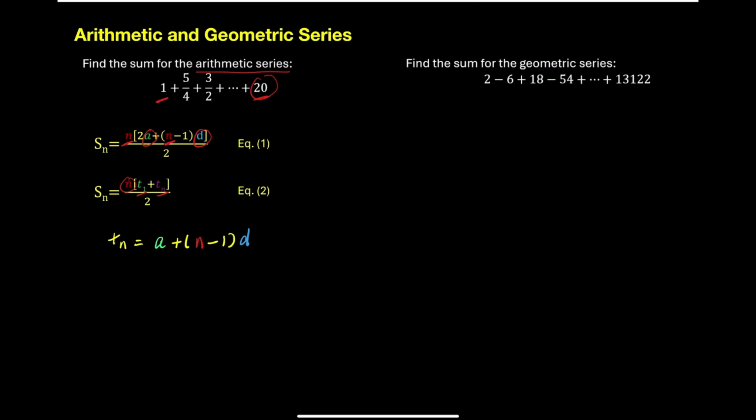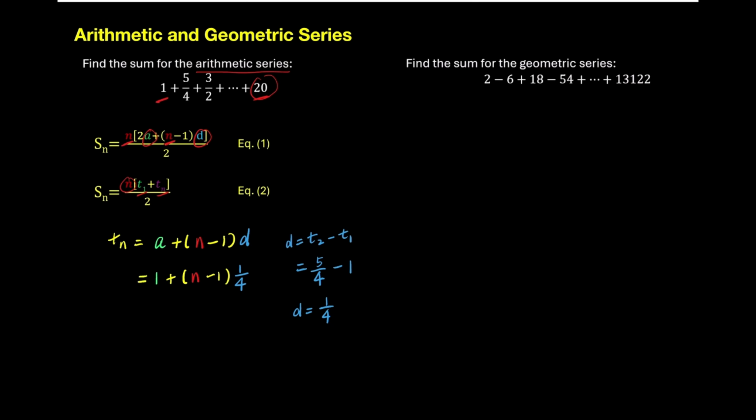So we know the first term a equals 1, then plus n is the value we need to solve, minus 1. So d actually equals t2 minus t1. t2 is 5 over 4 minus t1 is 1. So d is actually 1/4. You can also subtract the second term from the third term, and the difference is still 1/4. Now we plug in the value into this formula, d equals 1/4.